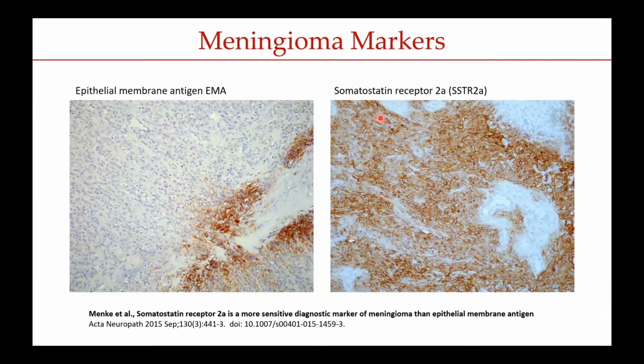In terms of meningioma markers, traditionally we've used epithelial membrane antigen, EMA, but more recently, last 5 years or so, a little longer now, we've been using somatostatin receptor 2A, which provides a slightly more sensitive diagnostic marker. Often they can be used together to help in cases where it's not clear that it's a meningioma, perhaps some of those microcystic cases or angiomatous cases where the meningioma cells are not easily seen.